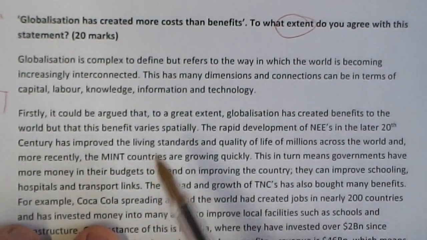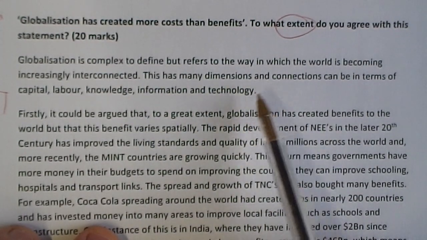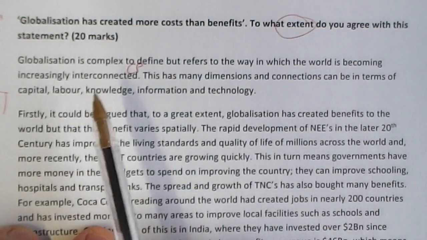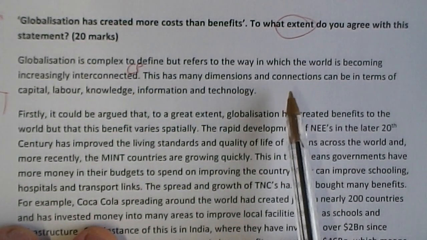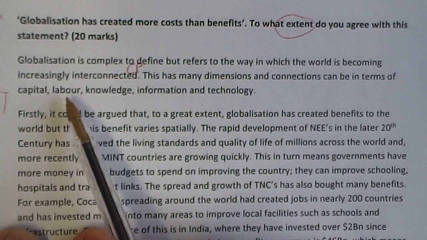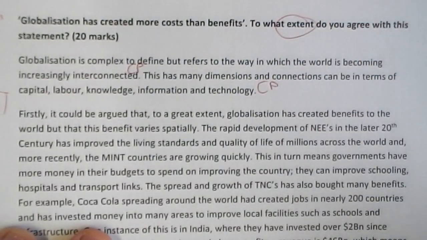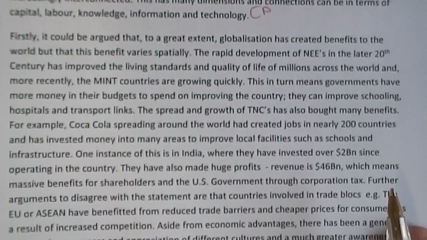Globalization is complex to define, but refers to the way in which the world is becoming increasingly interconnected. So they've really understood that. That's great. Concepts and processes. This has many dimensions, and connections can be in terms of capital, labour, knowledge, information, and technology. So that's some great theory on the dimensions of globalization there. So it's concepts and processes.